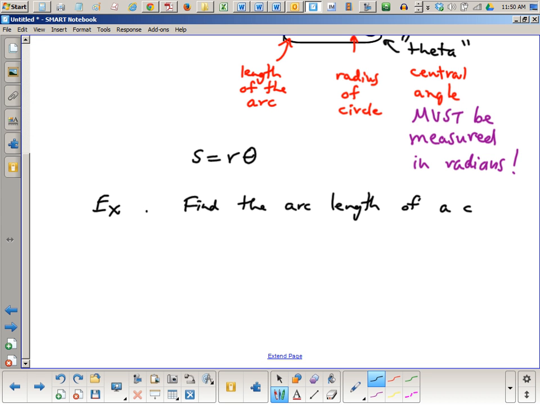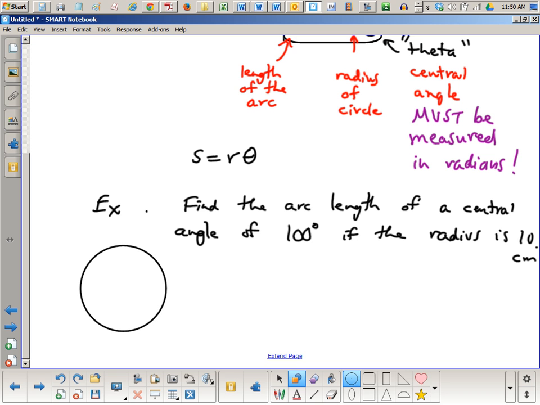If I said find the arc length of a central angle of 100 degrees if the radius is 10, and let's just make it 10 centimeters. Here's what's going on. You've got a circle. The radius is 10 centimeters. We're talking about a 100-degree angle, so that's like something like this, just past 90. Okay? And we're wondering what this distance is right here. But we call it S.